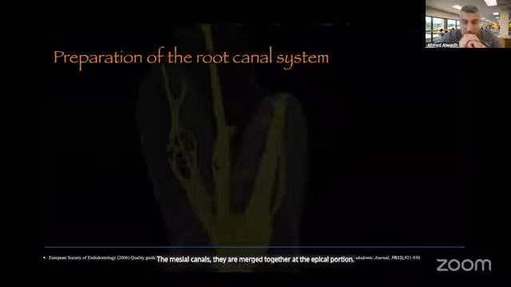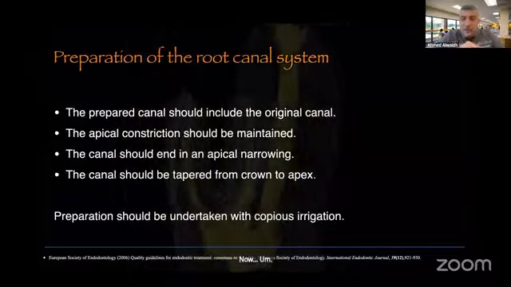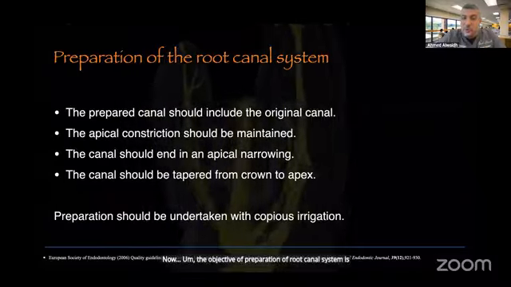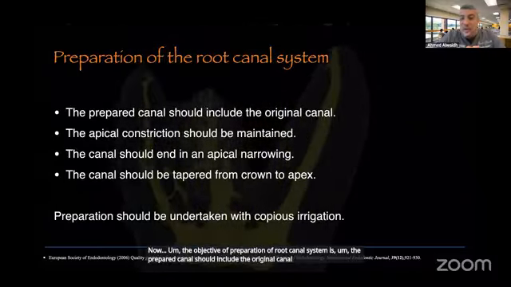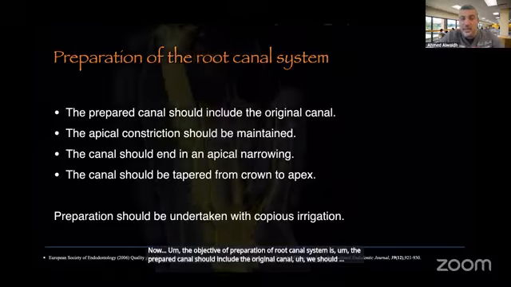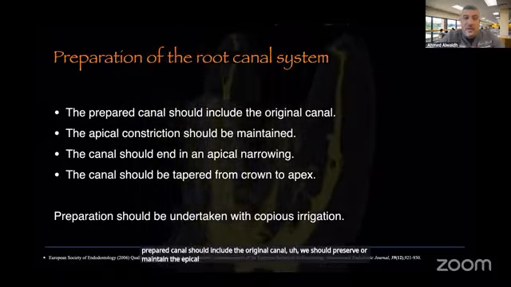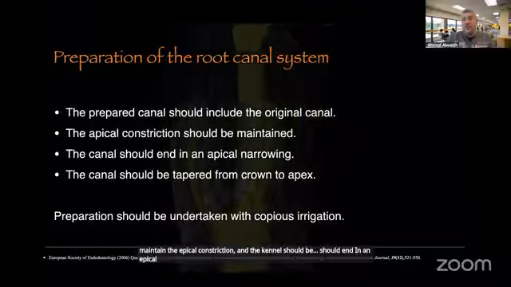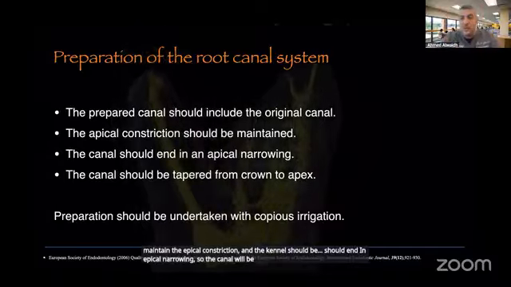Now, the objective of preparation of the root canal system is that the prepared canal should include the original canal. We should preserve or maintain the apical constriction, and the canal should end in an apical narrowing, so the canal will be tapered from crown to apex.